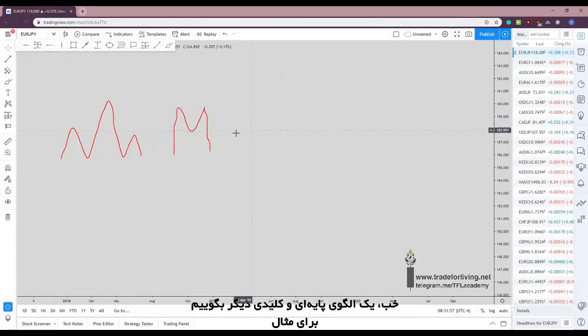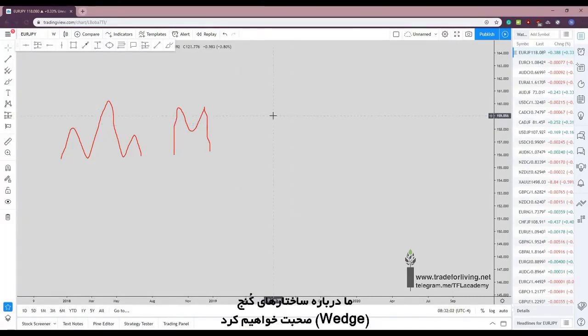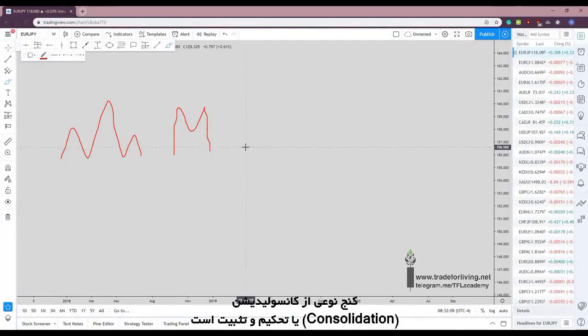Let's define another key basic pattern. For example, we will be speaking about wedge formations. So what is a wedge in the market? A wedge is any kind of consolidation in the market, and I know many people try to complicate things by defining many types of wedge formations. So you have ascending wedge, descending wedge, triangles, but we keep it as simple as possible.